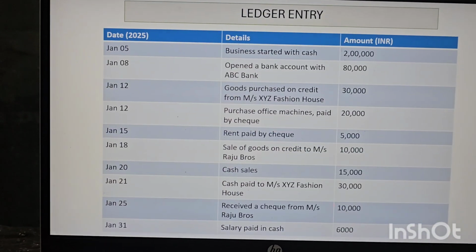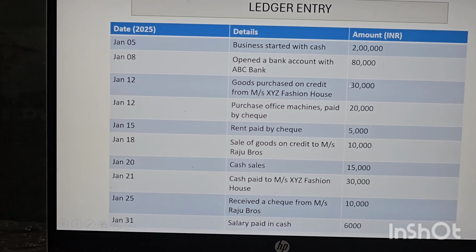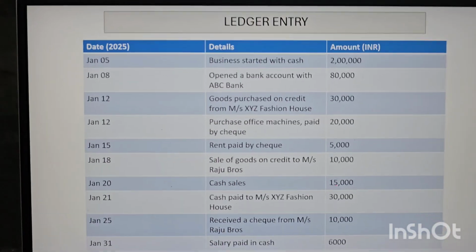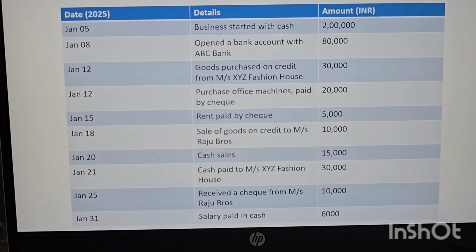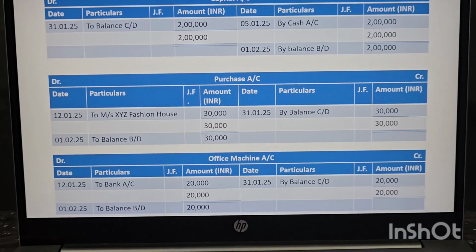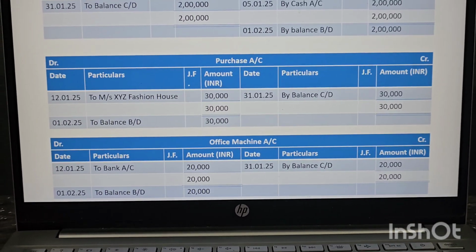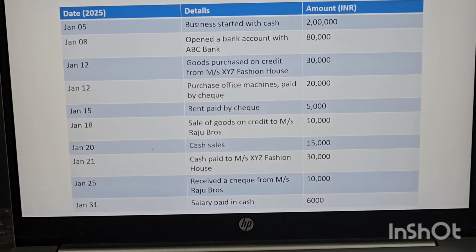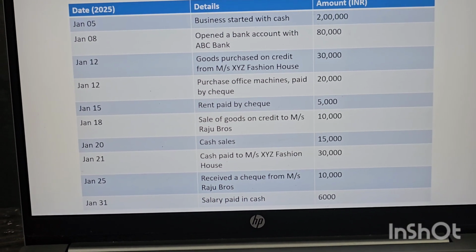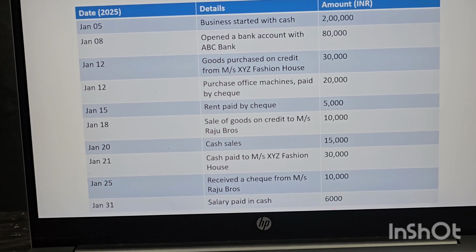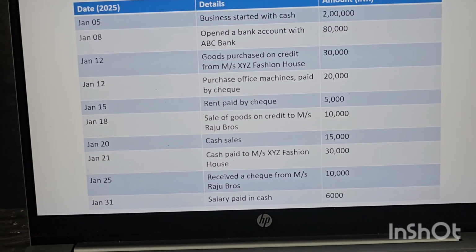Now what is the next entry that we have? We have the purchase of machinery. How will the entry be passed for the purchase of machinery? We are going to open an account of office machinery. We have purchased it, and we paid through cheque. So the entry is office machinery account debit to bank account.